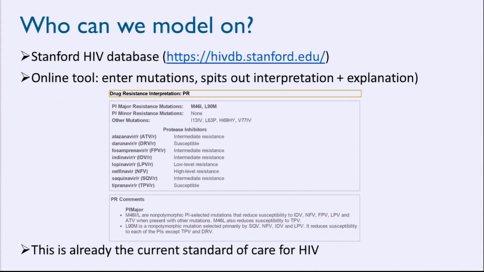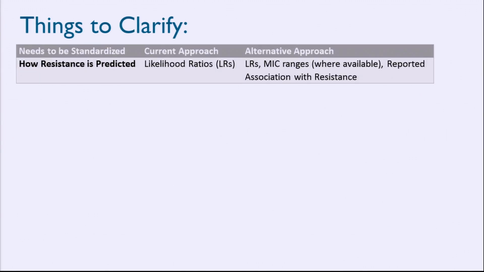What I do need to know is that I can take that mutation and put it into this online tool, and it'll give me this beautiful report, which tells me that atazanavir is going to have intermediate resistance, but I can still use darunavir, and definitely don't use nelfinavir, not that I would anyway. So this is the standard of care for HIV. I get tested on this in the boards. So there is precedent for using whole genome sequencing, for using next-generation sequencing technologies in clinical practice.